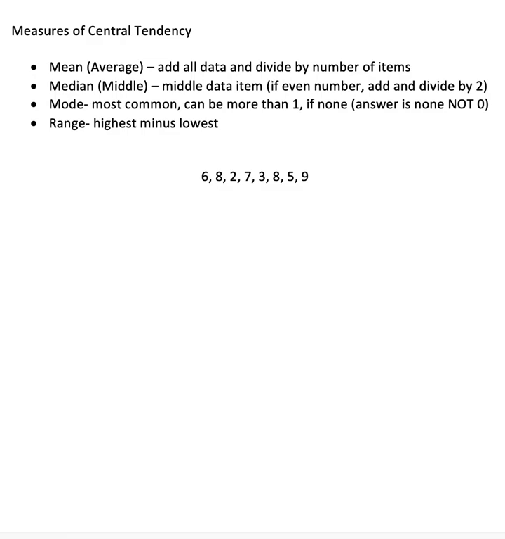tendency. There are four: mean, median, mode, and range. The mean is the average. To find an average, you add all of your data and then divide by the number of items. The median is your middle number, the middle data item. If there's an even number, you add up your two middle numbers and then divide by 2. It's the mean of those two numbers.